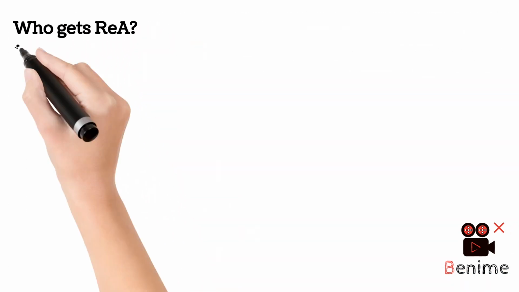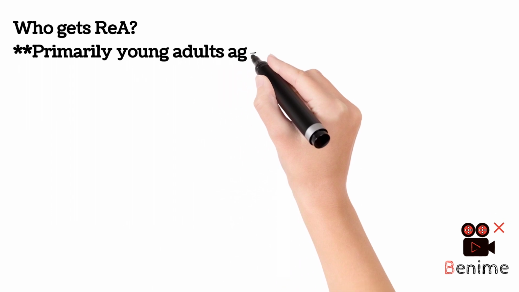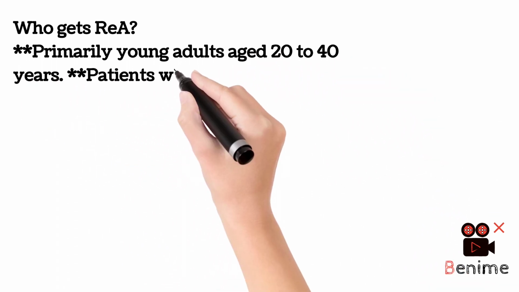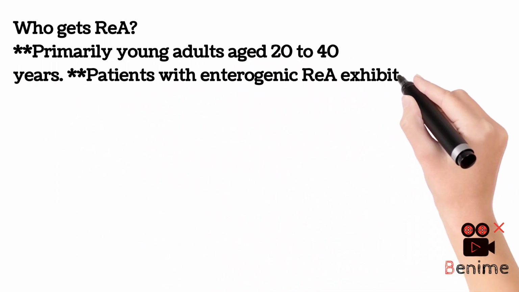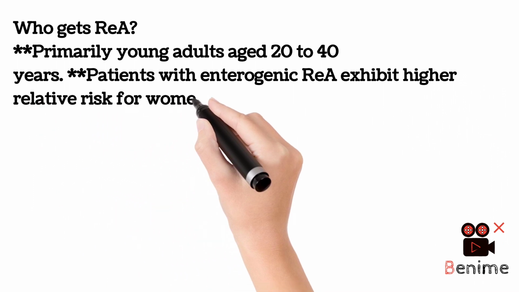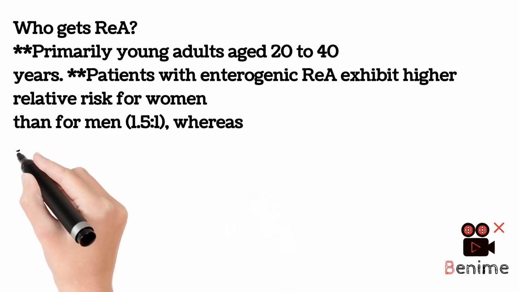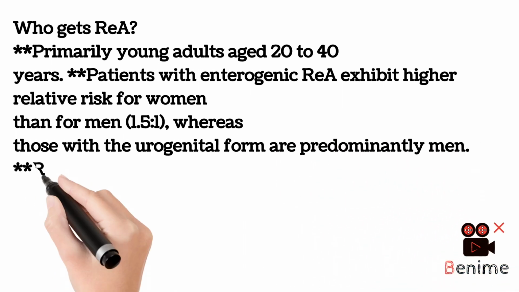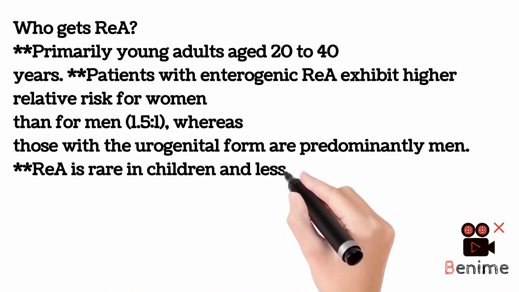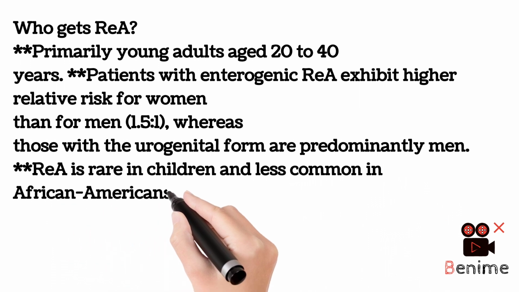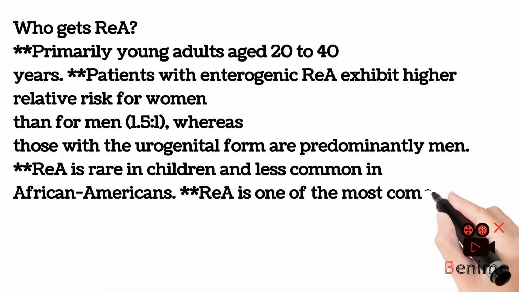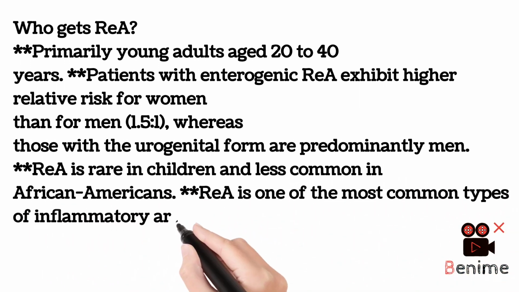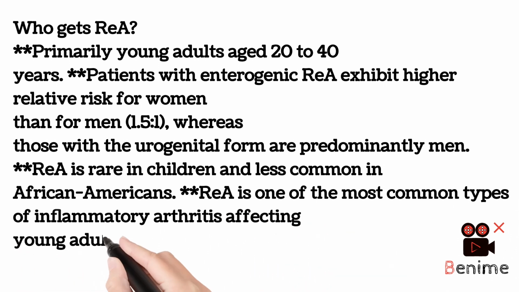Who gets reactive arthritis? Primarily young adults aged 20 to 40 years. Patients with enterogenic reactive arthritis exhibit higher relative risk for women than for men, 1.5 to 1, whereas those with the urogenital form are predominantly men. Reactive arthritis is rare in children and less common in African Americans. It is one of the most common types of inflammatory arthritis affecting young adult men.